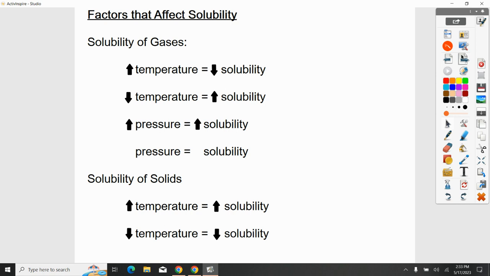But if you go up to a cold mountain stream where the temperature is lower, then you'll find rainbow trout because that colder water will have more dissolved oxygen in it. And that extra oxygen allows those trout to survive.